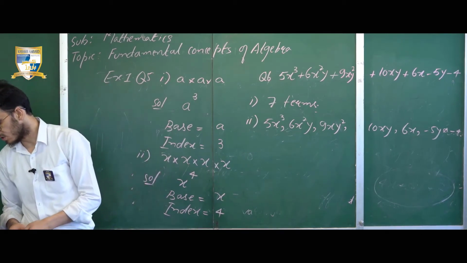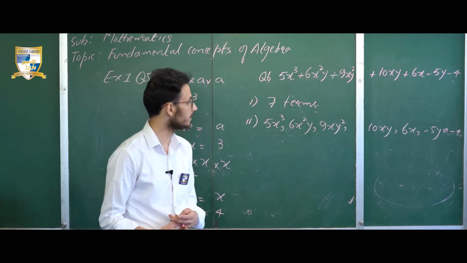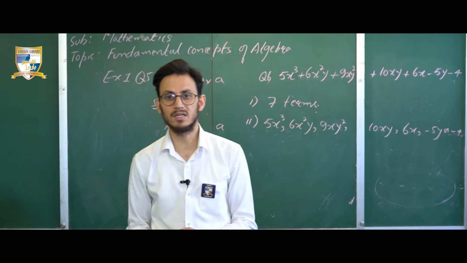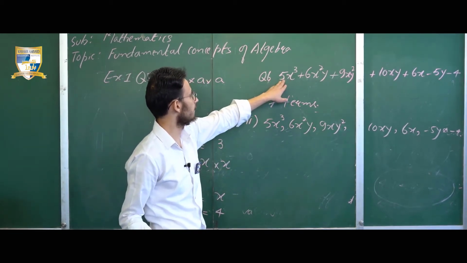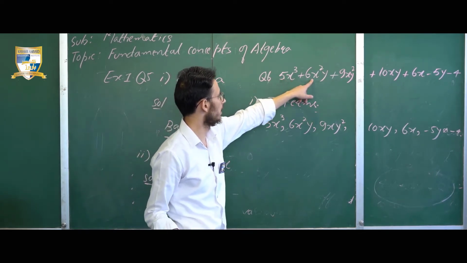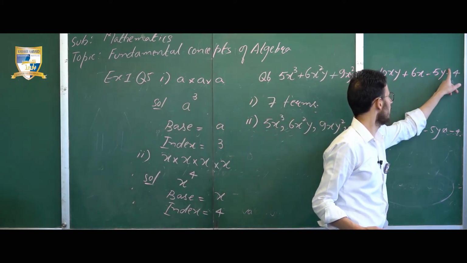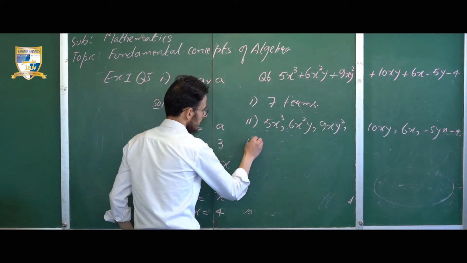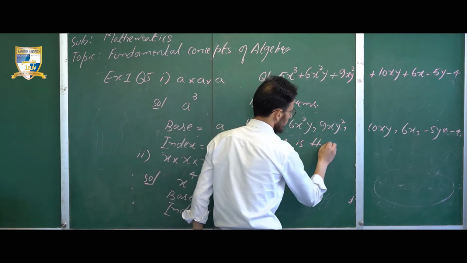And the next part is: which is the constant term? In this expression we have to find out the constant term. As I said in the previous video, the constant terms are the terms which are without variables. So here, is 5 a constant term? No, because it has the variable x. Only one term is without a variable, that is 4. So we can say that minus 4 is the constant term.